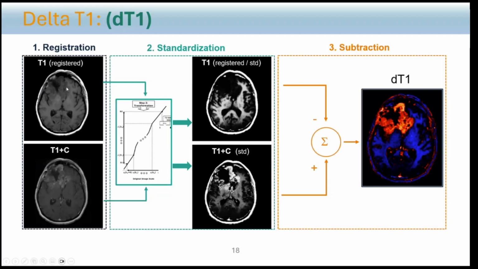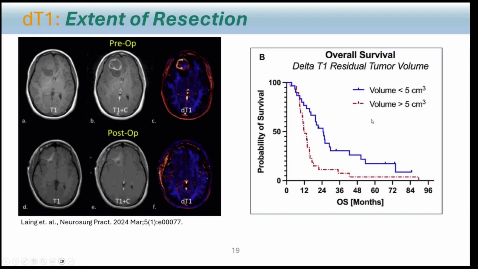But basically, you start with a registered T1 pre, a registered T1 post contrast, and then it gets run through a standardization algorithm. And you come up with this blue to red scale, where the darker red is the more enhancing the tumor is. This has been validated in postoperative primary glioblastoma resections to evaluate extent of resection of the enhancing portion of the tumor, which is known to correlate with survival. This was published last year, where residual delta T1 volumes stratified survival as you'd expect.